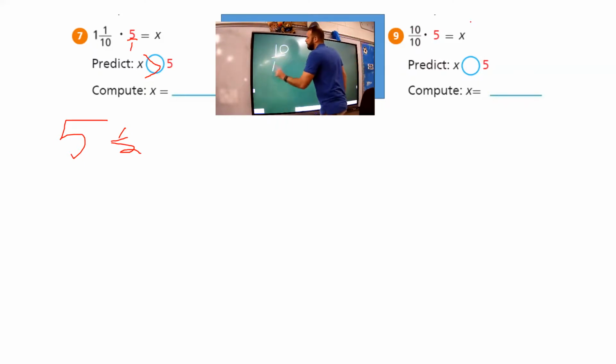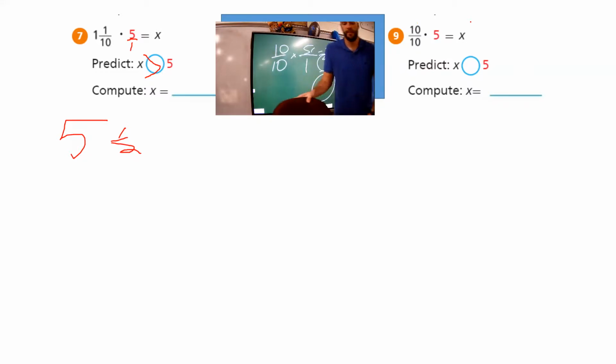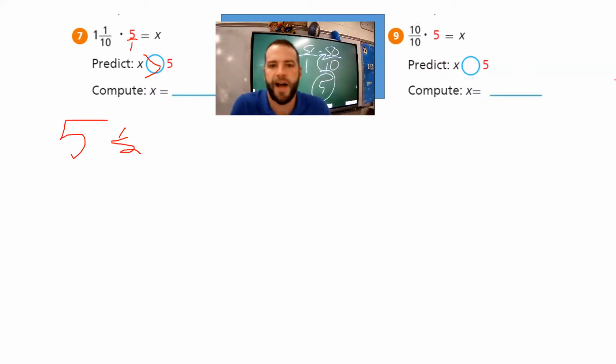10/10 times 5 equals 50 tenths. What is 50 tenths? 5. What is 5? It's exactly what it was. So 5 is equal to 5. X equals 5.